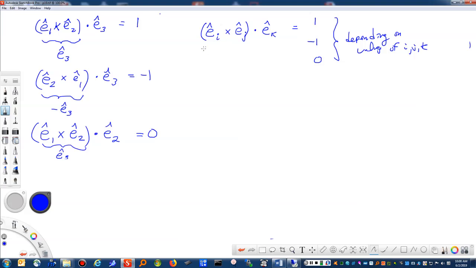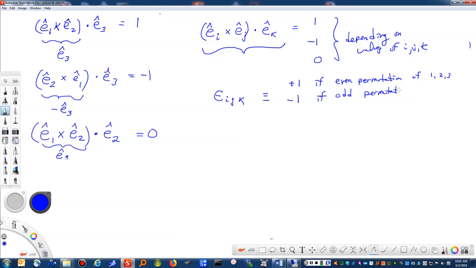Now, just like the Kronecker delta, this kind of operation happens very frequently when we do this kind of analysis. And so we're going to represent this with a special symbol called the permutation tensor. It's epsilon ijk. And the way this is defined is epsilon ijk will be equal to +1 if we have what's called an even permutation of 1, 2, or 3. It's going to be equal to -1 if we have an odd permutation of 1, 2, and 3. And it's going to be equal to 0 if any index repeats.